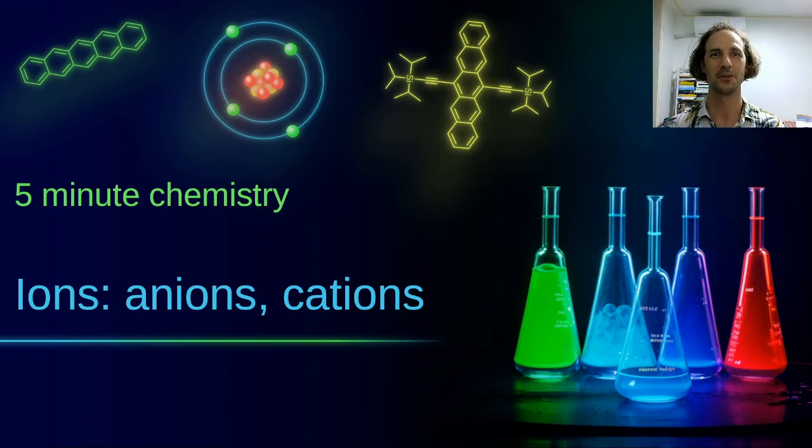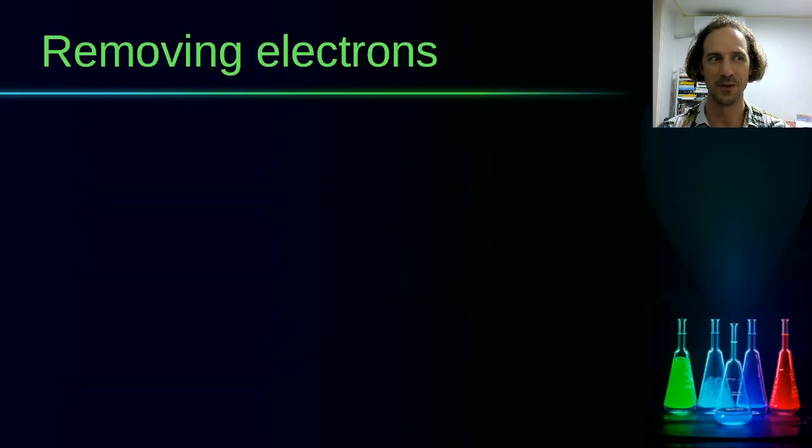Today we are going to be talking about ions. Both anions and cations will be on the menu. When we first talked about discovering the electrons, they were removed from an atom and then detected, so we already know that electrons can be removed from atoms.